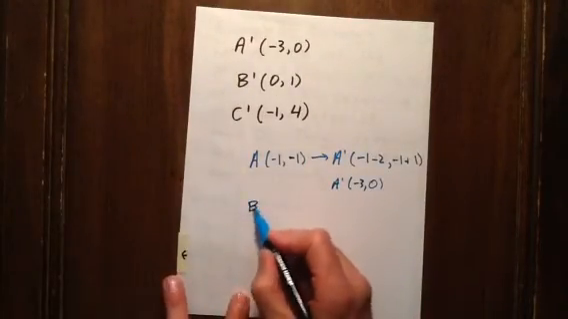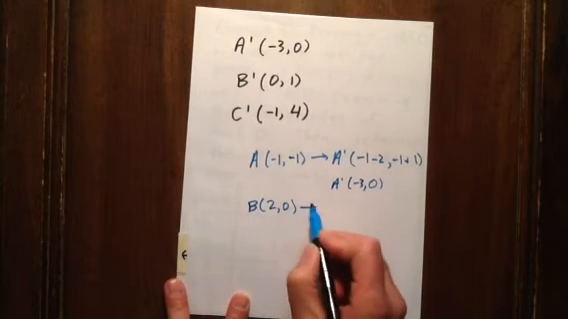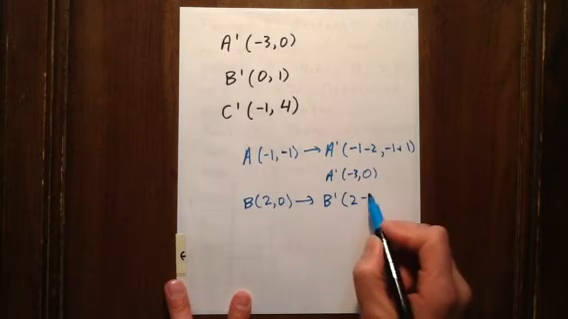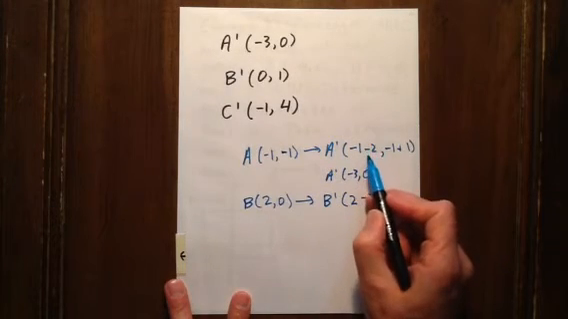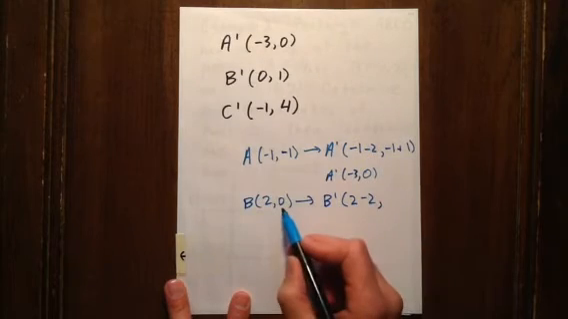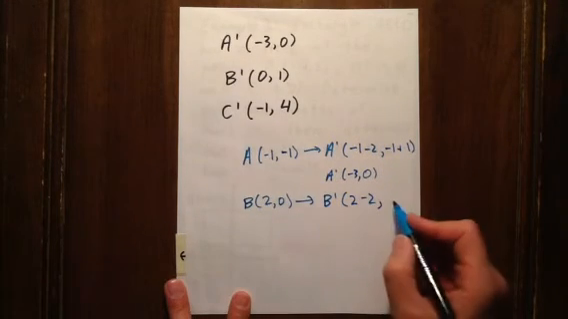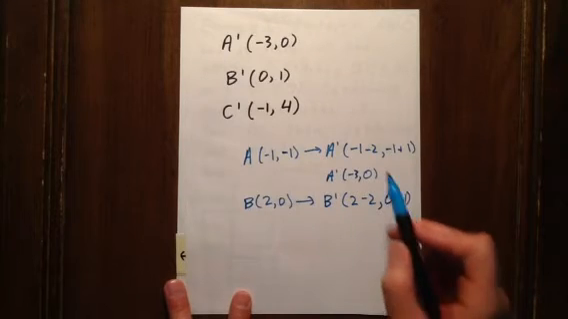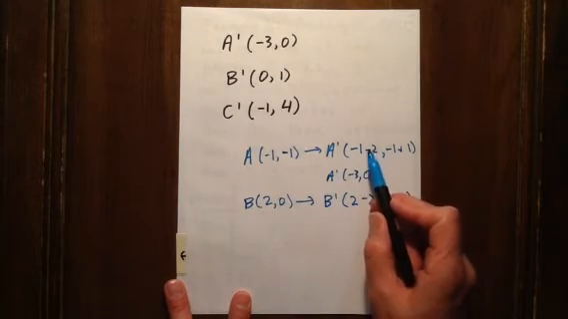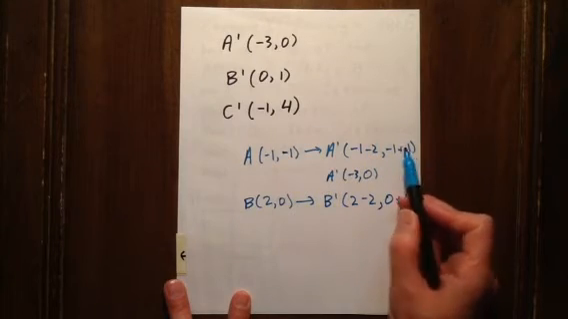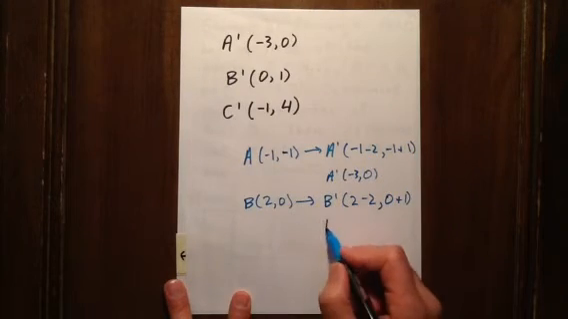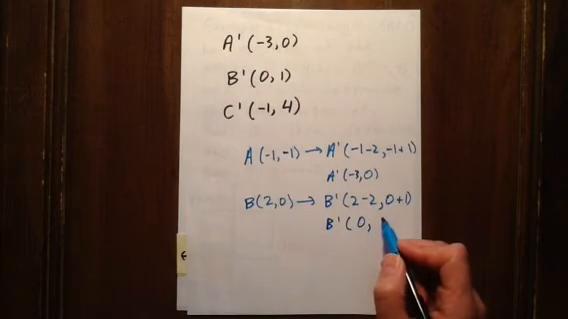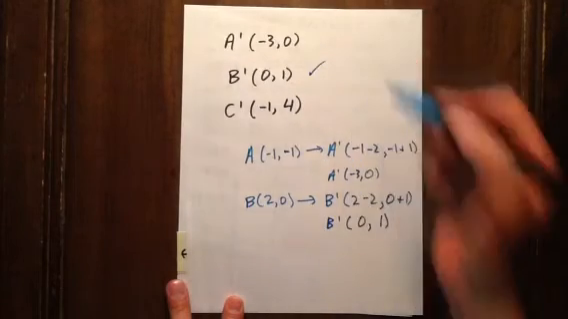So we're going to translate that so that the image B prime is at 2 minus 2, because we're now subtracting 2 from every x, and our y coordinate will be at our original y value plus 1. This is what it means to translate 2 to the left, and this is what it means to translate 1 up. So 2 minus 2 is equal to 0, and 0 plus 1 is equal to 1. And that's how we got that point.